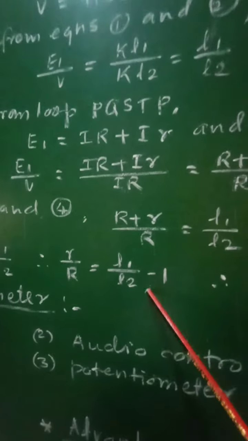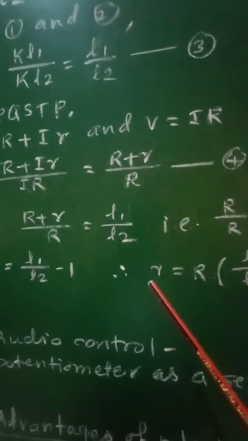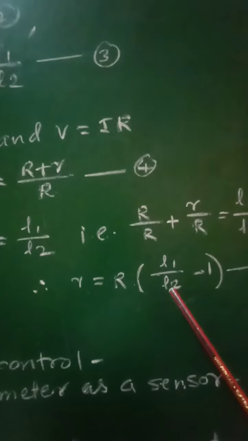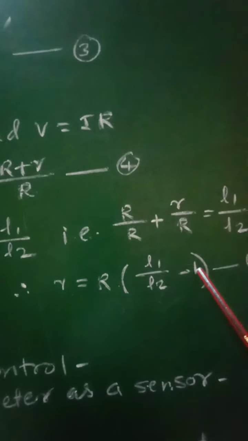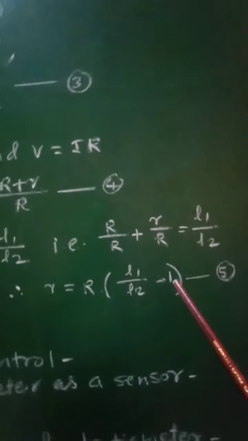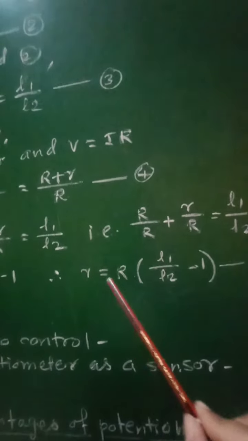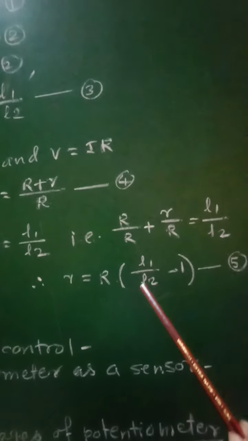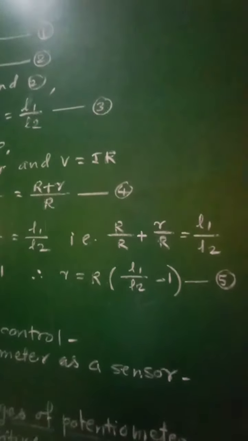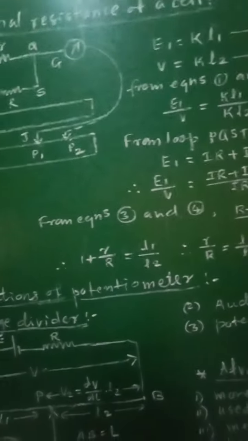And from this relation now, the internal resistance r of that cell will be given as r equal to R into (L1 by L2 minus 1). That is equation number 5. So by using this relation, r equal to R into (L1 upon L2 minus 1), the internal resistance of that given cell can be calculated.